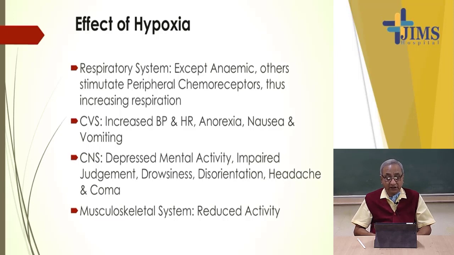In the central nervous system, depressed mental activity occurs because the blood inside the brain is less saturated in oxygen. So the brain's working gets decreased, leading to impaired judgment, drowsiness, disorientation, headache, and in extreme cases, coma and death. In the musculoskeletal system, there is reduced activity of the muscles because of lack of oxygen.